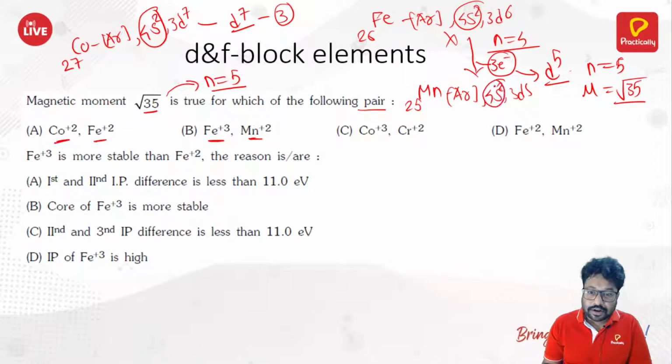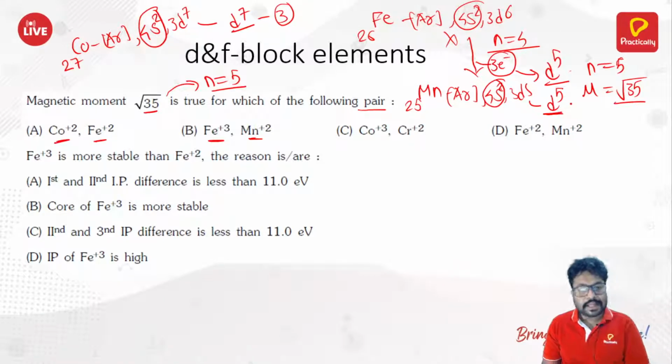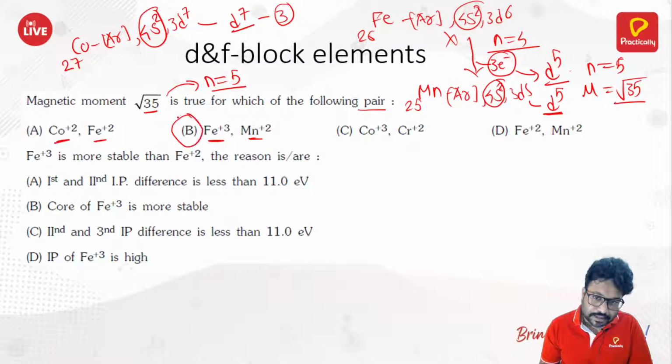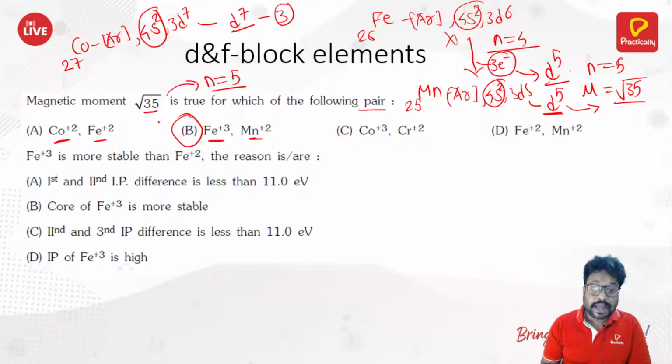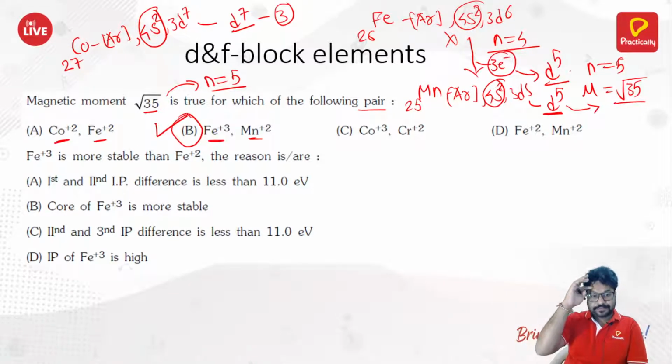So these 2 electrons are gone. You are left with d5, and that means this should be your answer. Sorry, not this, this should be your answer. It is also having a d5. Magnetic moment must be 35, and that is why the answer is B in this case.